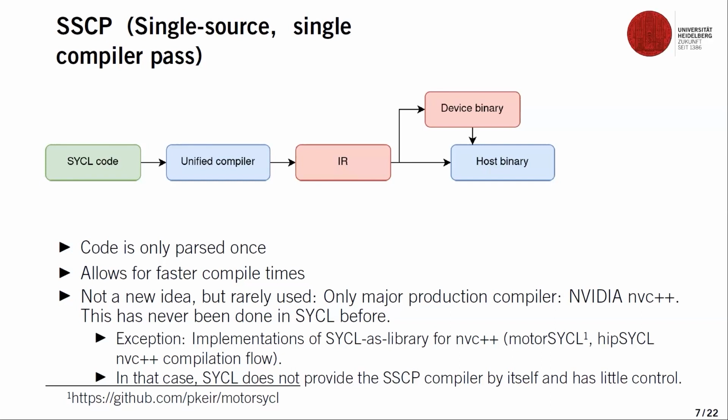So ultimately, this means that code is only parsed once. In theory, it allows for faster compile times. And this is not a new idea, but it's rarely used. The only major production compiler that uses this approach is the NVC++ compiler. In SYCL, this has never been done before. And there's one small asterisk to that statement, and that is that there are actually implementations of SYCL as a library for NVC++. In particular, this includes the motorcycle implementation, as well as our hipSYCL NVC++ compilation flow.